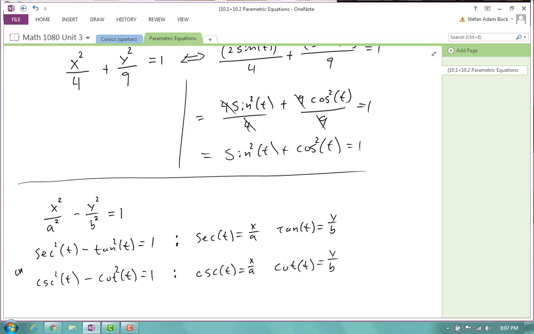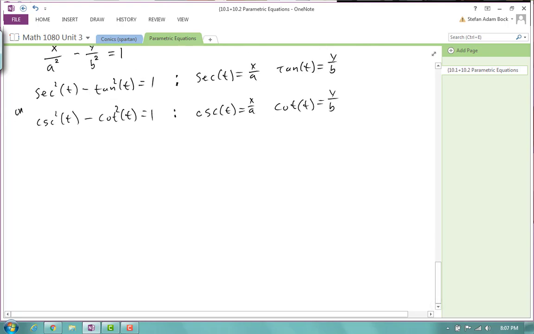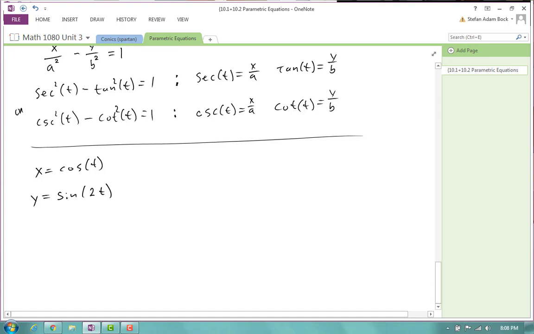But not all parametric equations are going to be conic sections, and certainly not all of my parametric equations are going to involve trigonometry. So just to kind of ruin exactly what I just said, why don't we look at x equal to cosine of t and y equal to sine of t. Nope. I actually want sine of 2t. How would I try to eliminate the parameter for this?